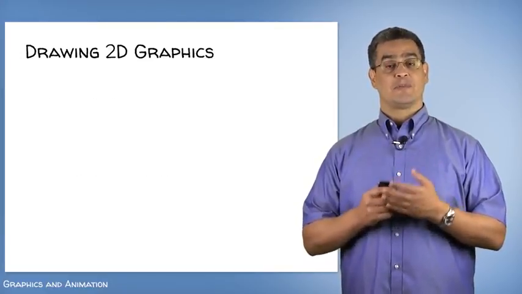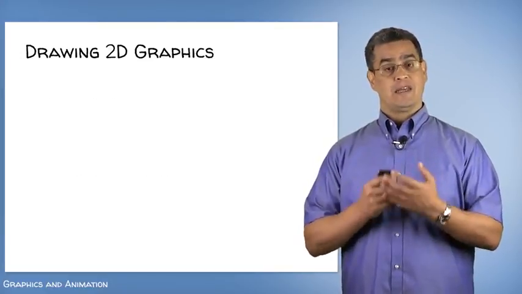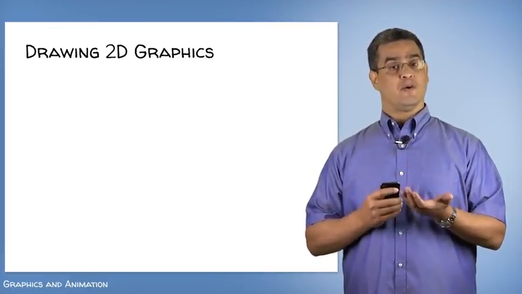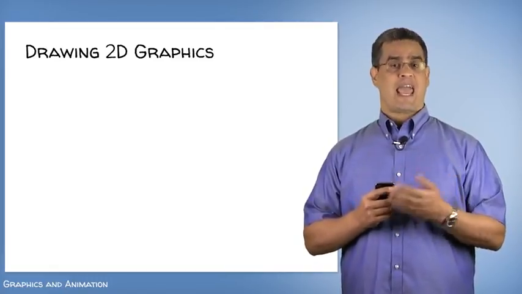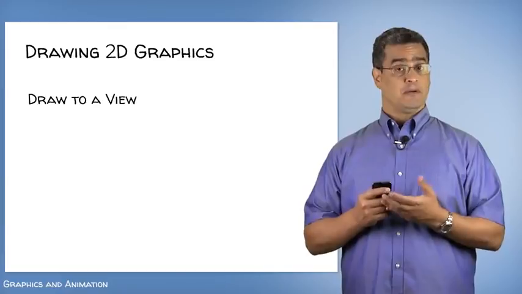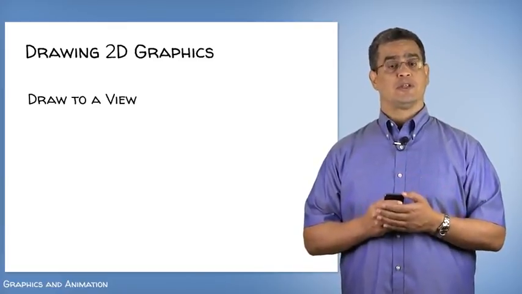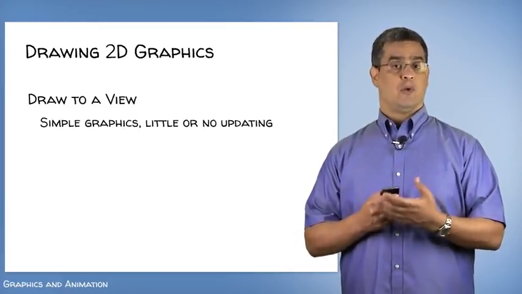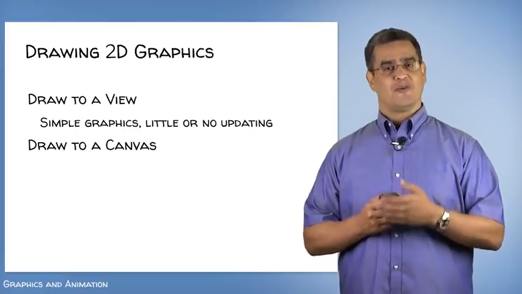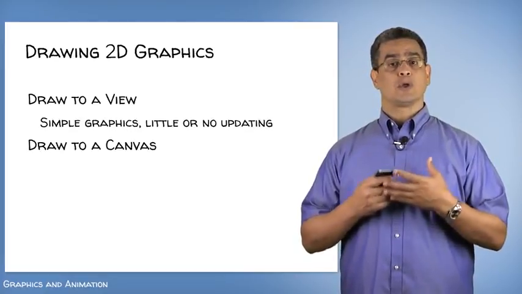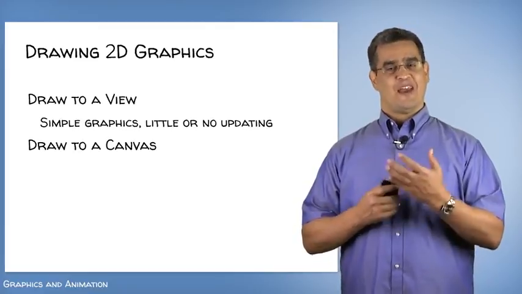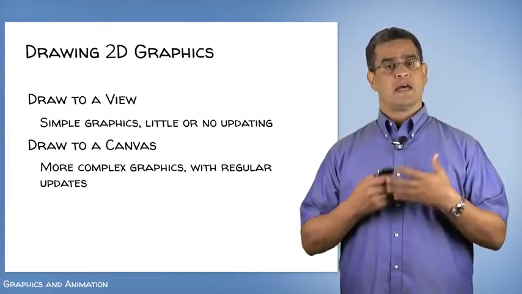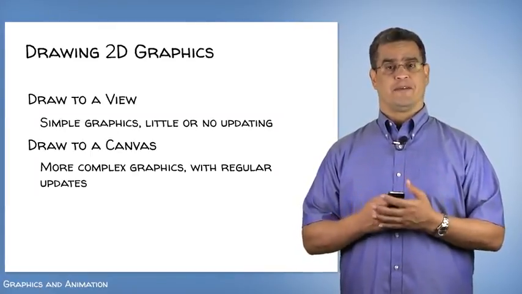When your application wants to put 2D graphics on the display, it can do that in different ways. In particular, it can draw the graphic to a view, or it can draw to a canvas. Drawing to a view is simpler, but less flexible. You'll use this option when the graphics you want to draw are simple and when you don't plan to update them too often, if at all. Drawing to a canvas is more complicated, but also more powerful and more flexible. And you'll go this route when the graphics you want to draw are more complex and when you expect to update those graphics fairly frequently.